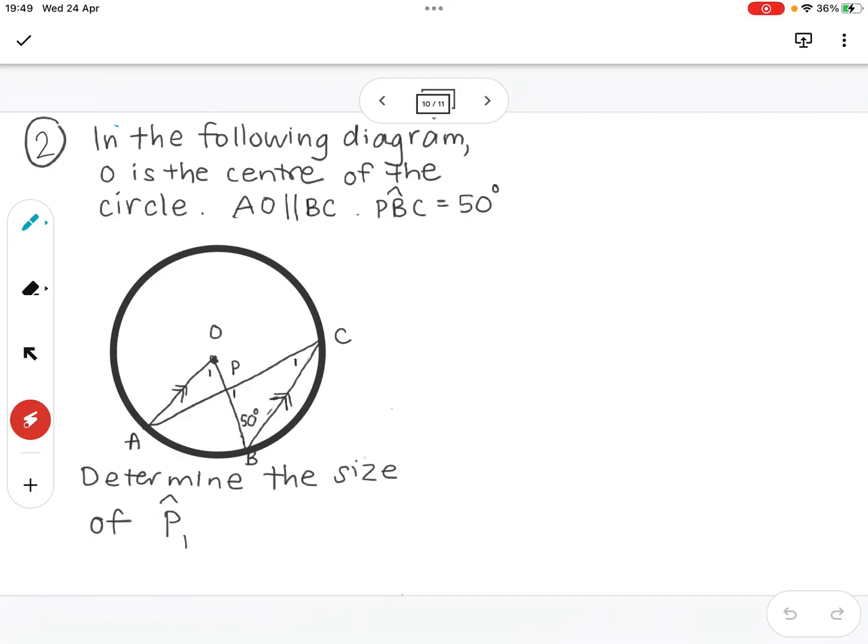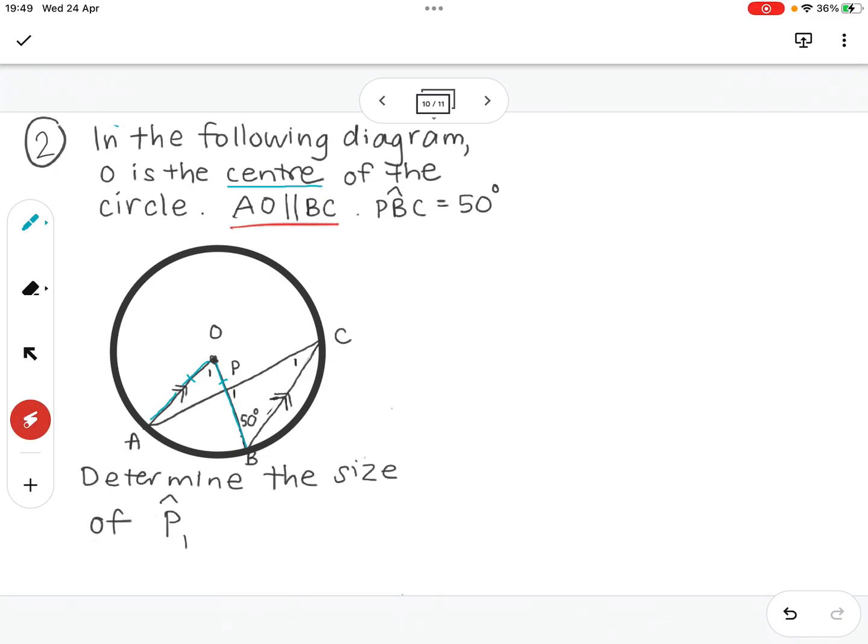Here's a second example with theorem 2. In the following diagram, O is the center. There is the keyword again. As soon as I see center, I also go and have a look to see if there are any radii. So I see that OA and OB are radii, and I know these are equal to each other.